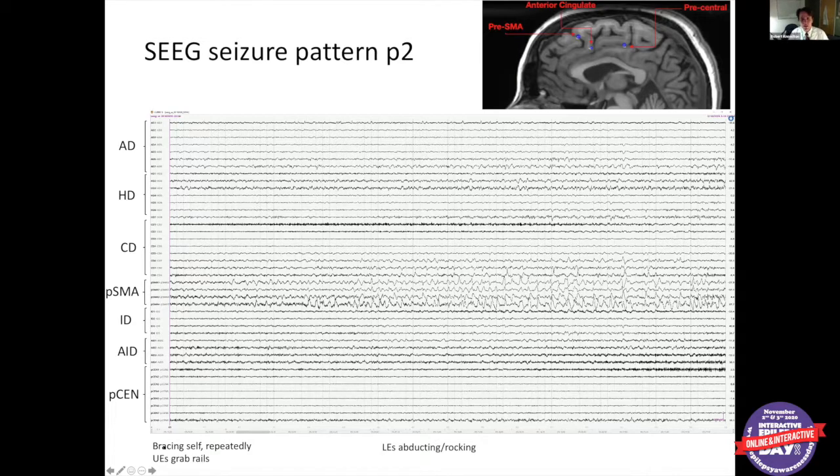This is when she's got that complex movement. This is when her legs start to, we call abduction, just sort of point outwards and rocking, very abnormal movements. And there's also involvement of the insula right here too.